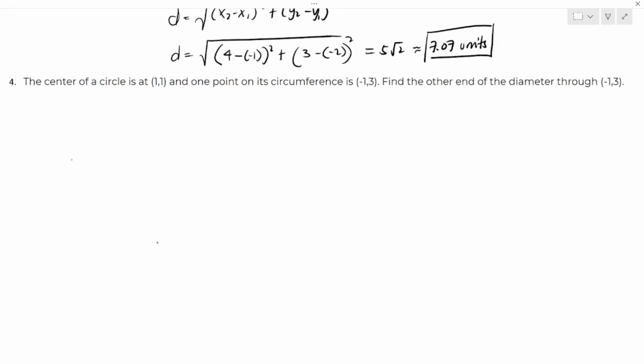Okay? So, last problem for the day. Center of a circle is at 1, 1. And one point on its circumference is nasa negative 1, 3. Find the other end of the diameter through negative 1, 3.